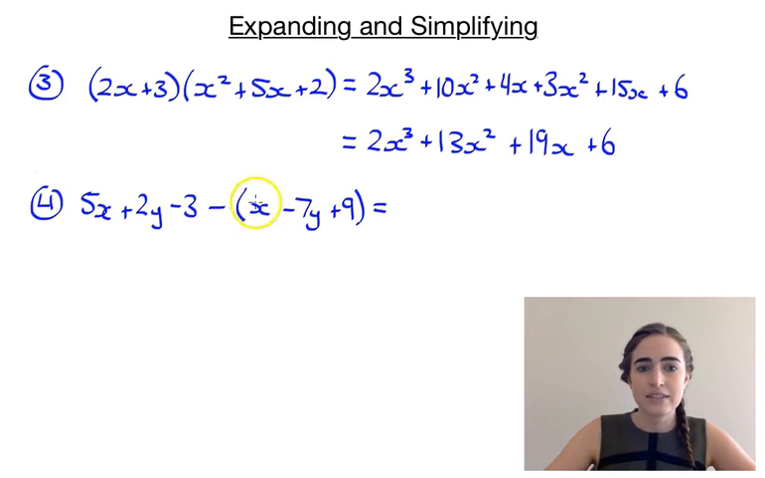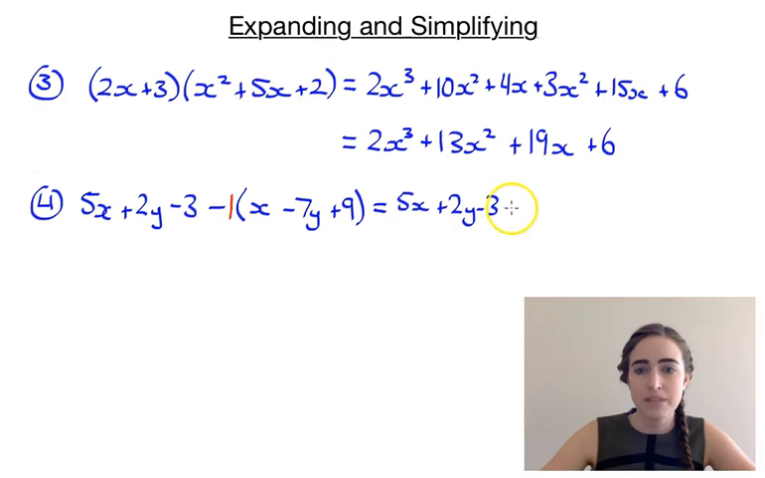So what that means is that this negative with no number there, that's like having a negative 1 in there. So we're going to expand this bracket out with that negative 1. The whole first three terms are all going to stay the same. So we'll have 5x plus 2y minus 3. And then we'll expand out.